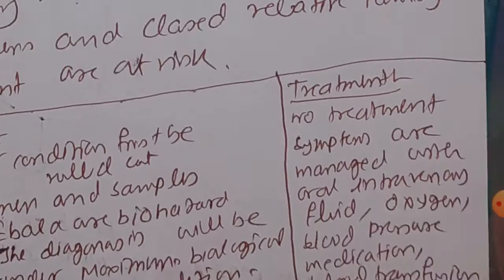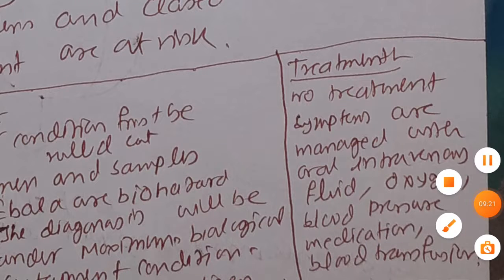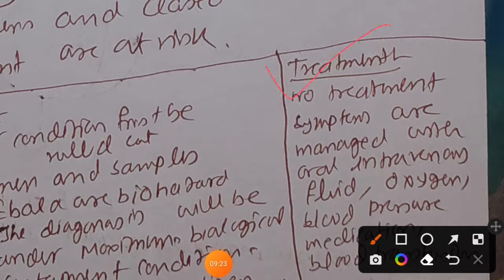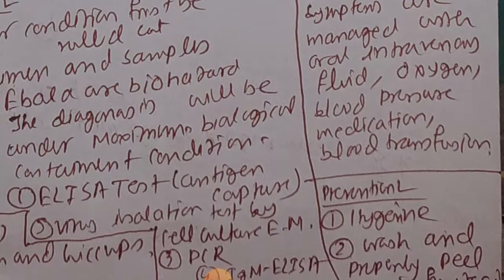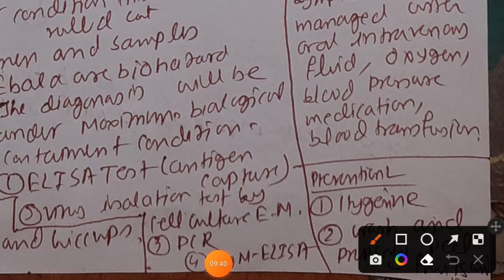Treatment: no treatment required. Our immune system will fight against it on its own, and if required some medication, then our first goal will be to reduce the symptoms. That can be done with the help of some fluid that can be given orally or intravenously. Then oxygen, blood pressure medication, and blood transfusion can be done.